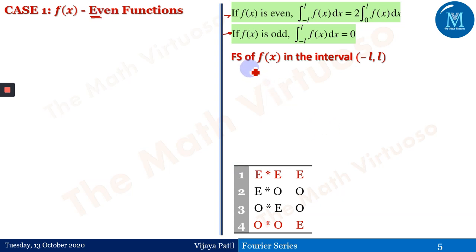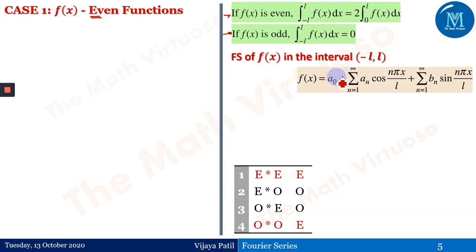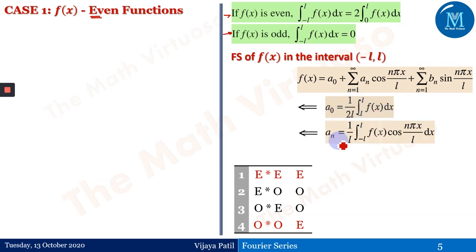First, the Fourier series of f of x in the interval minus L to L, which we have already seen many a times. Let me just do it again here. f of x is given as a0 plus summation of an cos of n pi x by L plus summation bn sin of n pi x by L. Then a0 becomes 1 by 2L integral from minus L to L of f of x dx. Then an is 1 by L integral from minus L to L of f of x cos of n pi x by L dx. Then bn becomes this. So these are the things we have seen already, right?